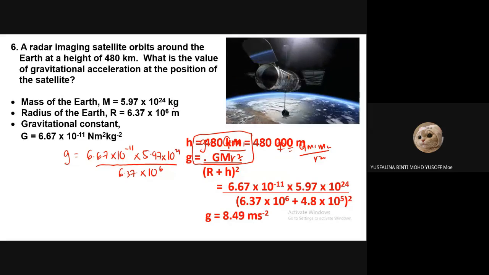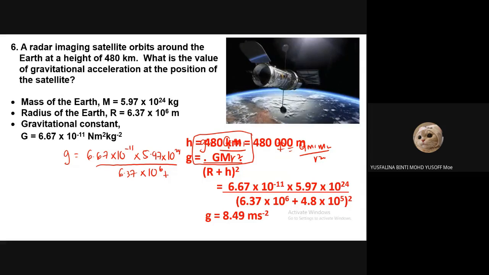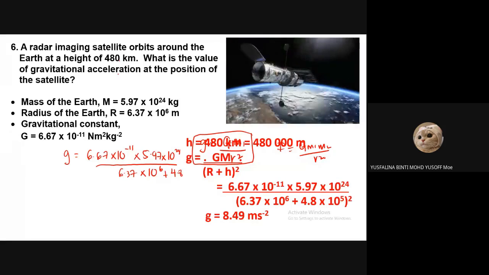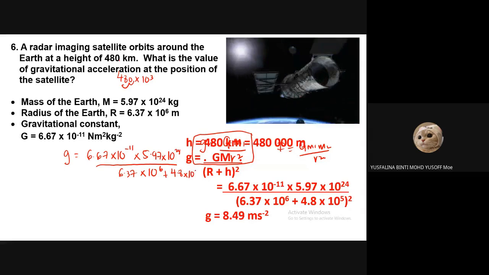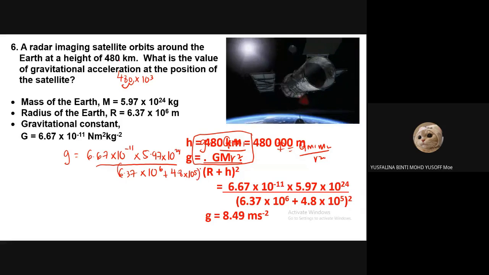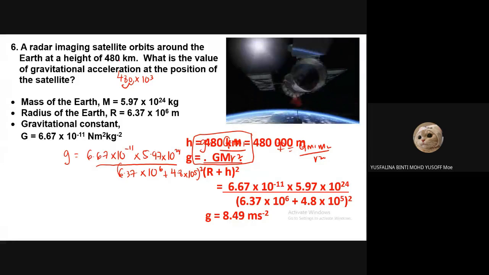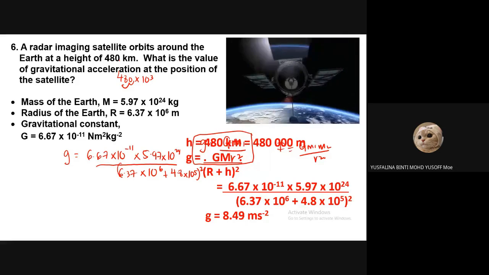And then you have to add 4.8. This one I changed to standard form, so 4 times 10 to the power of 3, right? So 4.8 times 10 to the power of 5. Square. So you got 8.49. Okay, good.